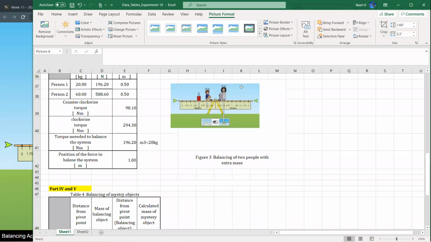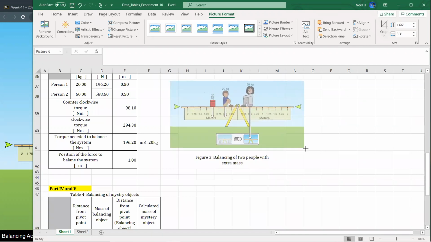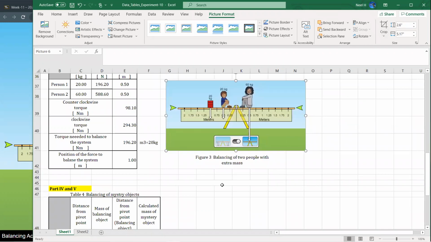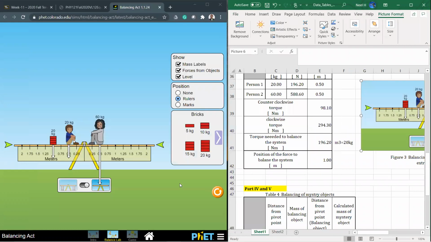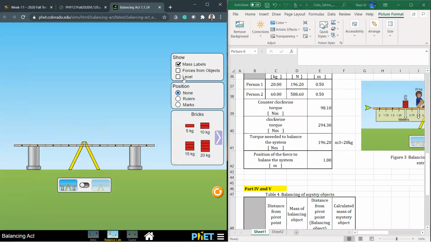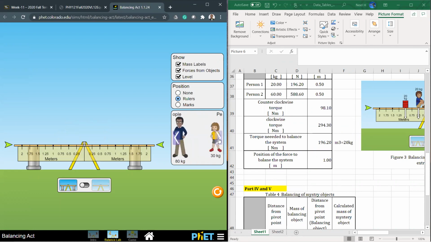All right, so that is our part 3. Then let's take a look at a couple of other scenarios. There are a couple of objects you can find called the mystery objects. You can reset this again, click on the level and the meter ruler. And then in the bricks right here, if you click the right arrow all the way to the end, you will find the mystery objects, right?